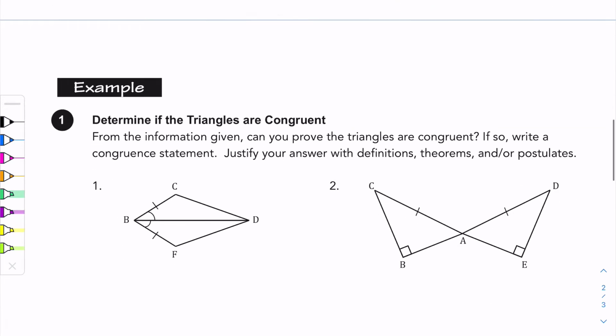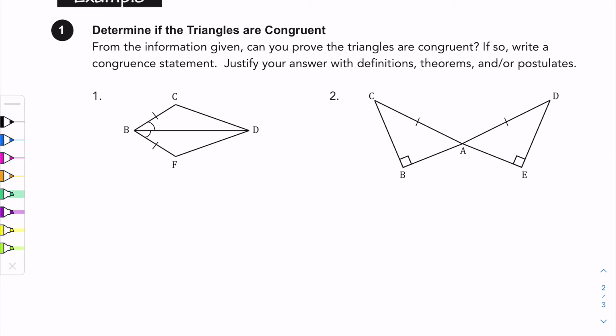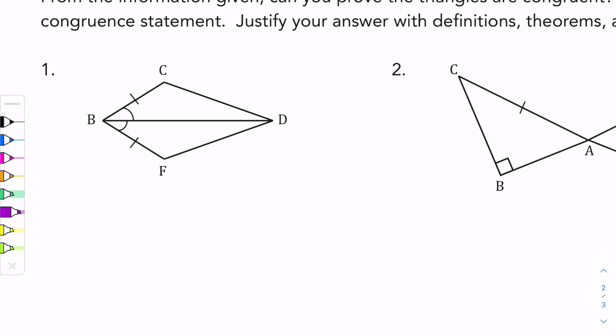Okay, now let's take a look at our examples. So we are given diagrams and you need to prove if the triangles are congruent. If so, we write a congruent statement and we justify our answer with definitions, theorems, or postulates. So if I look at this first one, number 1, I have two triangles within a larger figure. I see a triangle here and I see a triangle here.